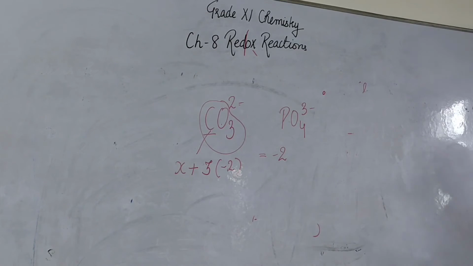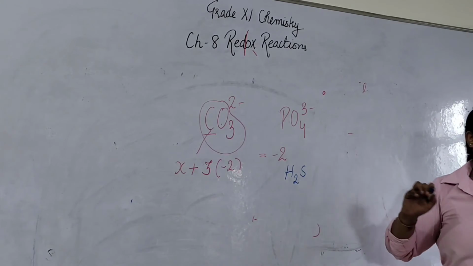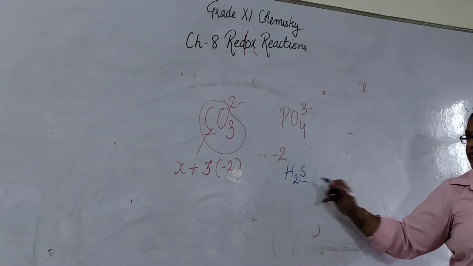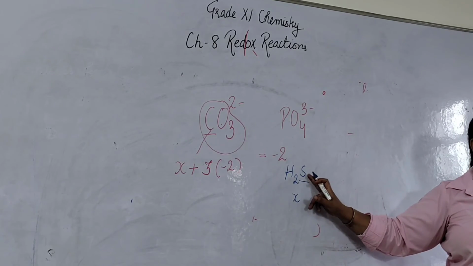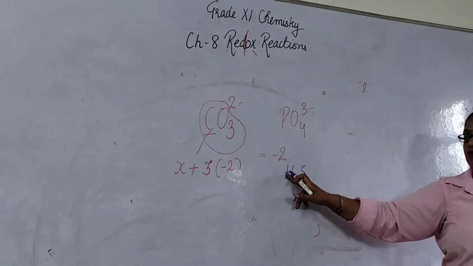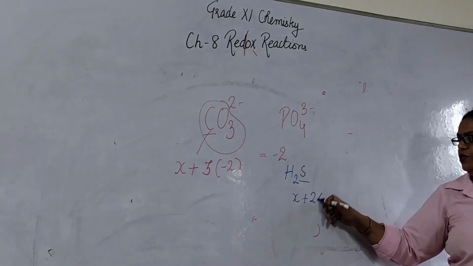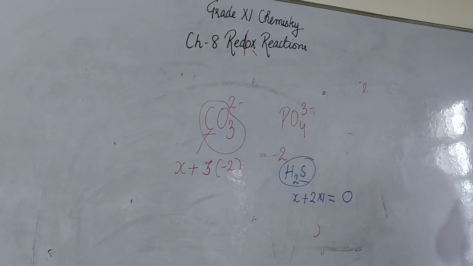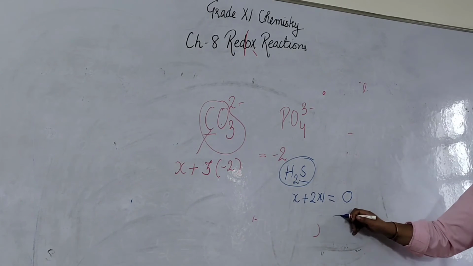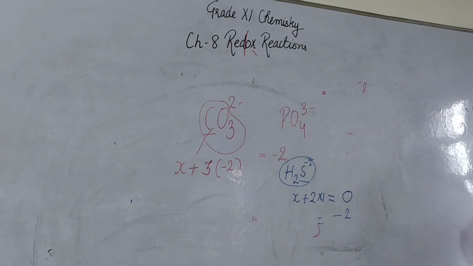Now suppose I say, calculate the oxidation number of sulfur in H2S. Assuming X, sulfur is more electronegative, so it will definitely acquire a negative charge, and hydrogen will acquire a positive charge. How many hydrogens? 2. 2 into 1, so X plus 2 comes out to be 0 because it is neutral. So the answer will be -2. What is the oxidation state of sulfur here? It will be -2. Fine.